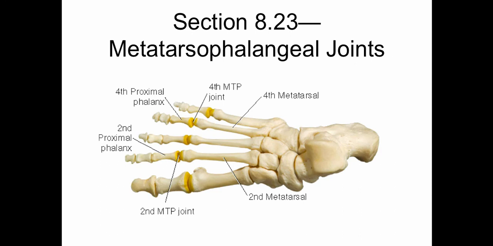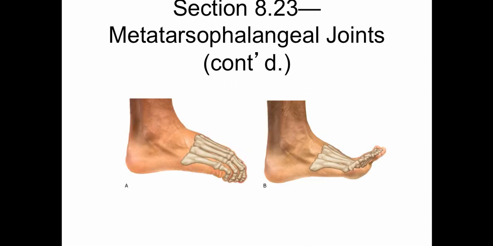The metatarsophalangeal joints are located between the heads of the metatarsals and the bases of the proximal phalanges of the toes. They are numbered from the medial side to the lateral side as MTP joints 1 to 5. The MTP joints are synovial joints, and they are diarthrotic. These illustrations show flexion and extension of the toes at the metatarsophalangeal and interphalangeal joints.